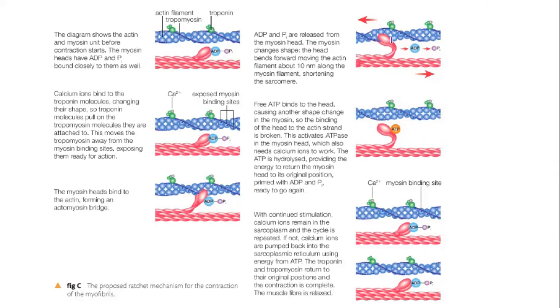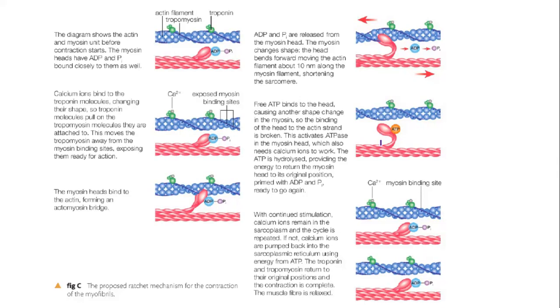So this head is going to bend, and as it bends, it's going to move the actin filament towards the side. Then free ATP, another molecule of ATP, will bind to the head, causing another change of shape of the myosin. So the binding of the head to the actin strand is broken, right? Then the bridge is going to be broken.